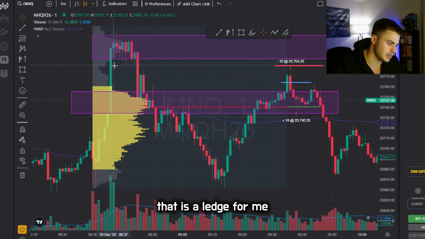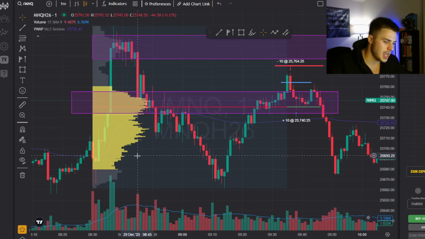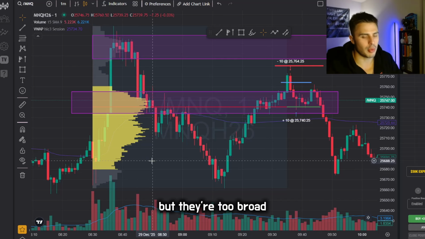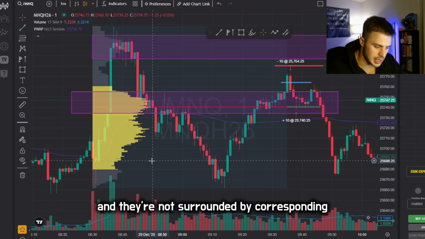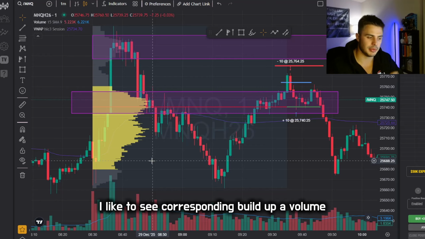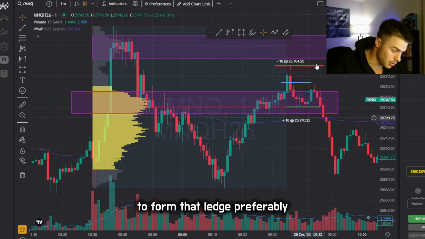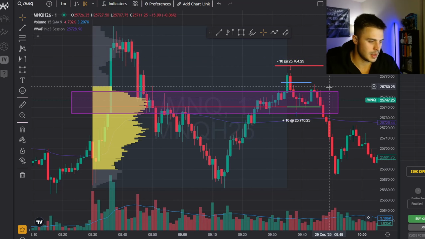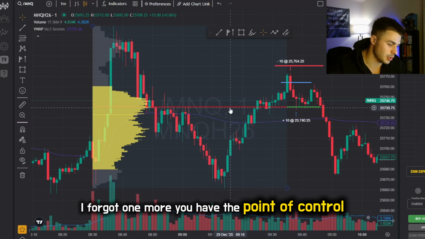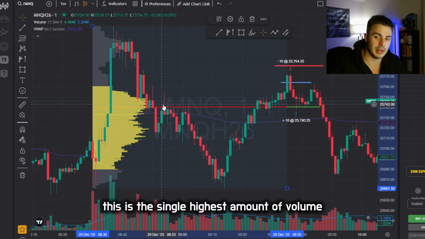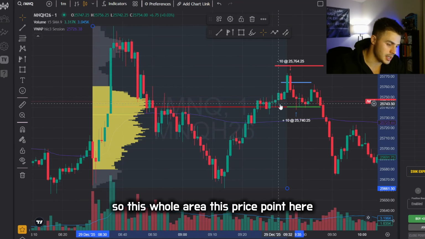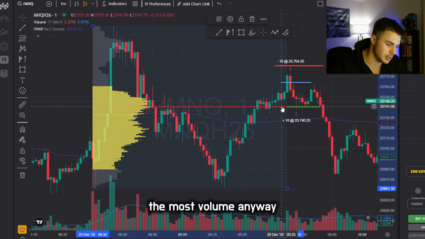That is a ledge for me because sometimes you'll see low volume nodes and the market will just be trending all the way up. It's just shooting up. And those are good, but they're too broad and they're not surrounded by corresponding buildup of volume. I like to see corresponding buildup of volume to form that ledge, preferably. So in this case, the way I used the volume profile, oh, sorry, I forgot one more. You have the point of control, which is this red line. This is the single highest amount of volume at a specific price point. So this price point here had the most transactions, the most volume.